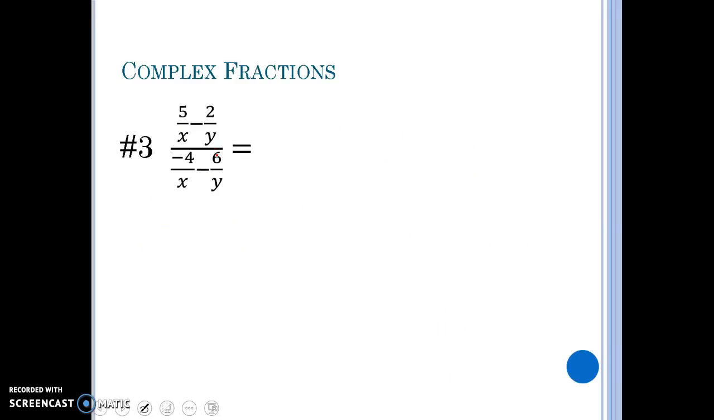Let's move on. Boy, this one looks a lot more complicated. But I'm going to work on the numerator first. My common denominator is going to be xy. So I'm going to multiply the first fraction by y, which means this is going to be 5y minus, I'm going to have to multiply the second fraction by x over x, so it's going to be 2x, over my common denominator, which is now xy. So I'm just going to put it as xy.